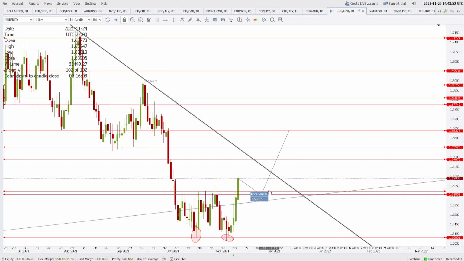Now support is near 1.6320 to 1.6305 area. The next resistance is going to be 1.6487. There is much room to the upside, my friends, over here.